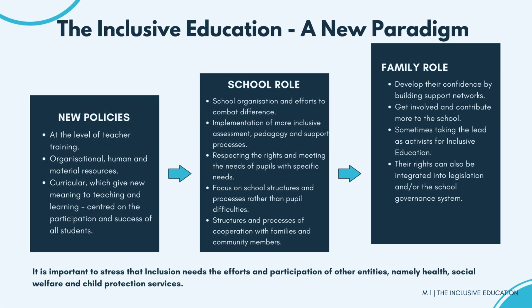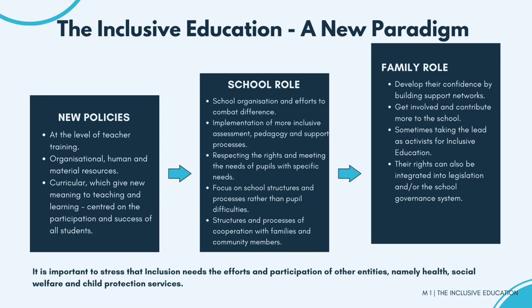So, this new paradigm goes through various systems, and it is fundamental that there is government guidance and policy definition at the level of teacher training, organizational and curricular resources with regard to the school, that the school organizes itself and makes an effort to combat difference and implements more inclusive assessment, pedagogy, and support processes which respect the rights and meet the needs of students with specific needs, that there is a focus on school structures and processes rather than on the difficulties of learners, and to have cooperative structures and processes in place between school, family, and community.